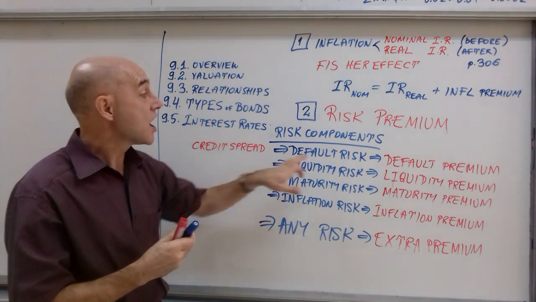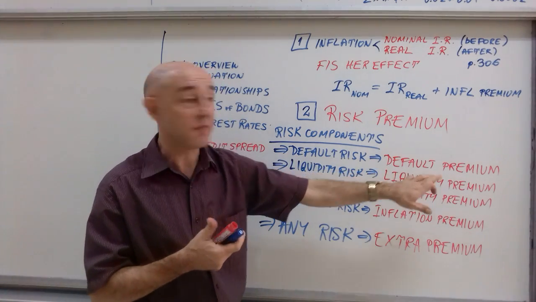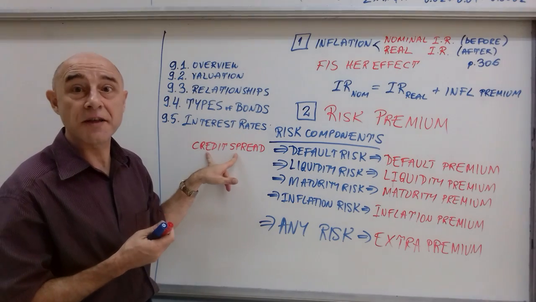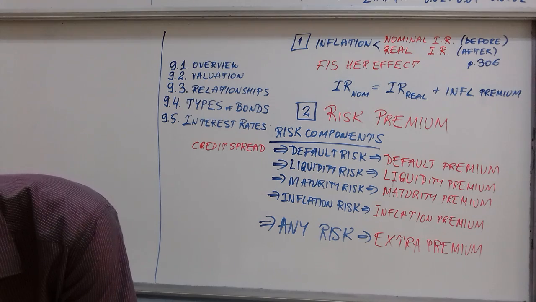Which is compensation for a default risk. So this and this is the same. So the default premium and credit spread are the same thing, okay? Don't get confused. So I got this part.